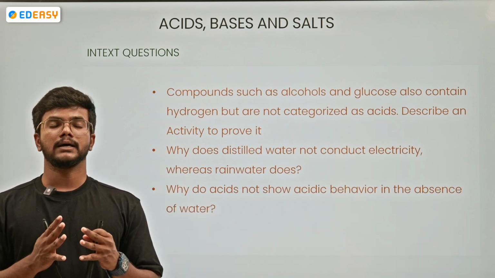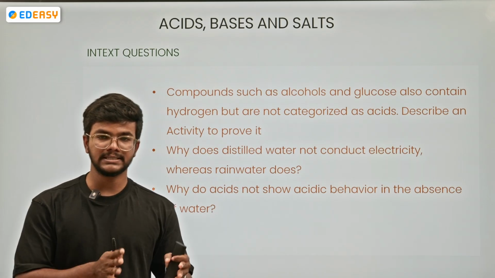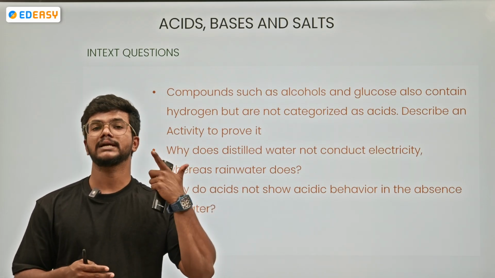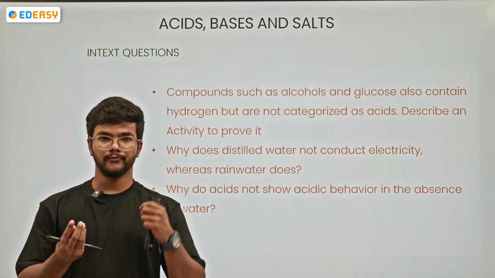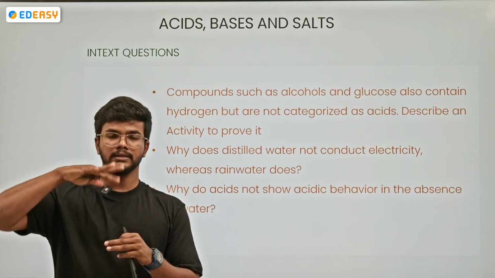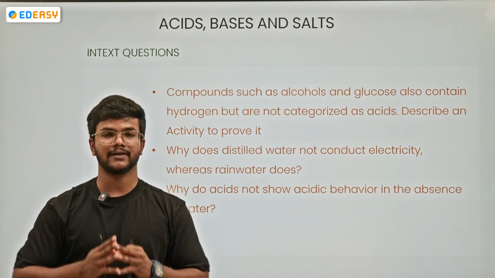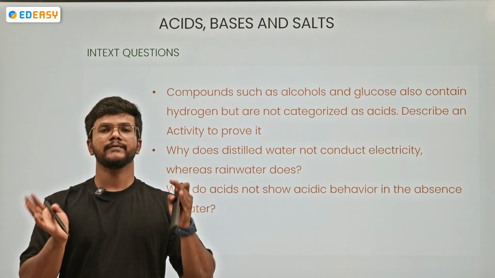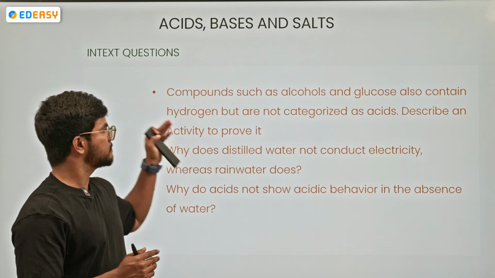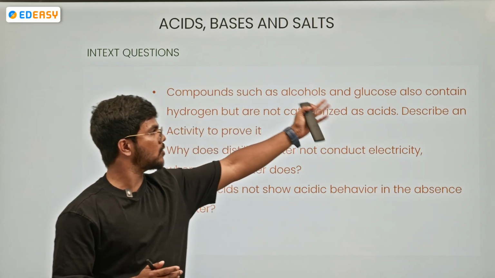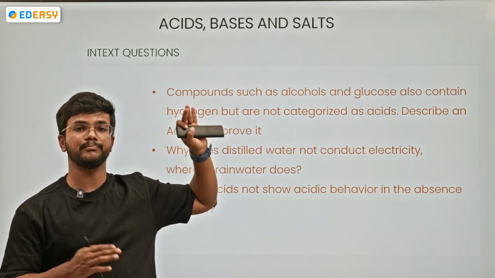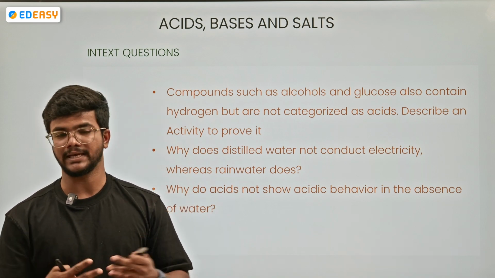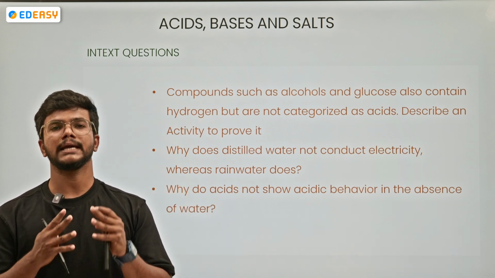Acids and bases can conduct electricity, whereas glucose and alcohols do not, because acids or bases in an aqueous solution produce H+ or OH- ions, which can conduct electricity. Alcohols and glucose also contain hydrogen, but in aqueous solution they won't release hydrogen ions or OH- ions, so they won't conduct electricity.